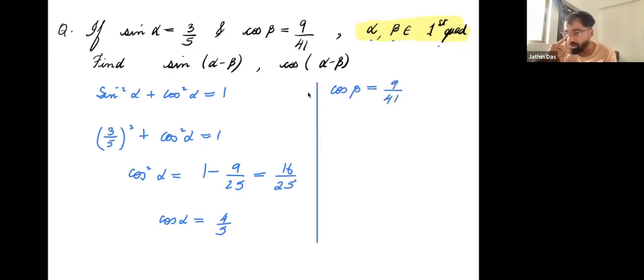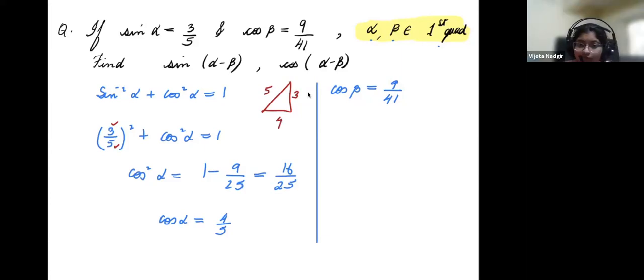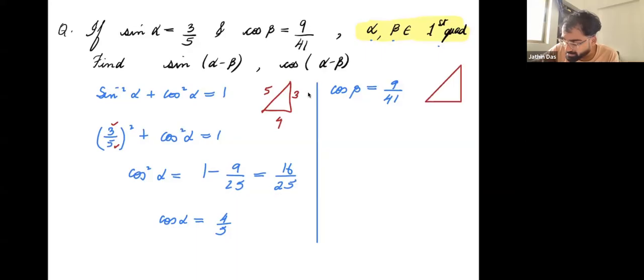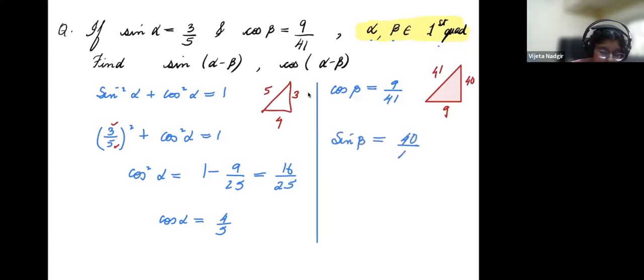See, sometimes it's very smart to do it without this also. Because 3 and 5, you know which triangle it is? You have which Pythagorean triplet? 3, 5, and 4. It's a Pythagorean triplet, easy. Even this is also a Pythagorean triplet: 9, 40, and 41. Okay. So cos is 9, so I'll put 9 down, 41 the hypotenuse, this is 40. So it's easy. What is sine beta then? 40 by 41.